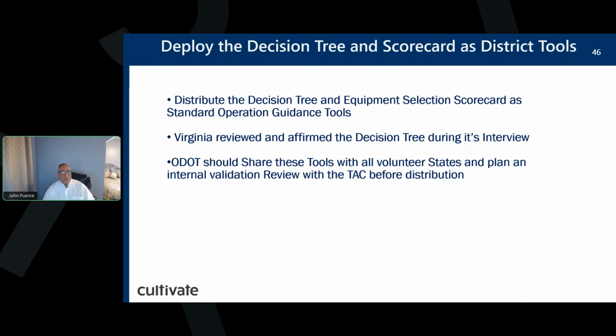And lastly, in deploying the decision tree and the scorecard that we just went over, these will be tools that can help ODOT to make decisions on the types and the models of excavator that they're actually choosing. And Virginia took a look at this during our call, and they actually affirmed that the decision tree is a nice little tool to have.